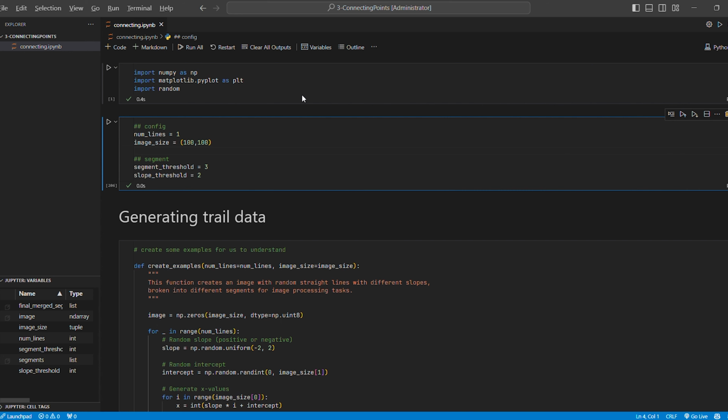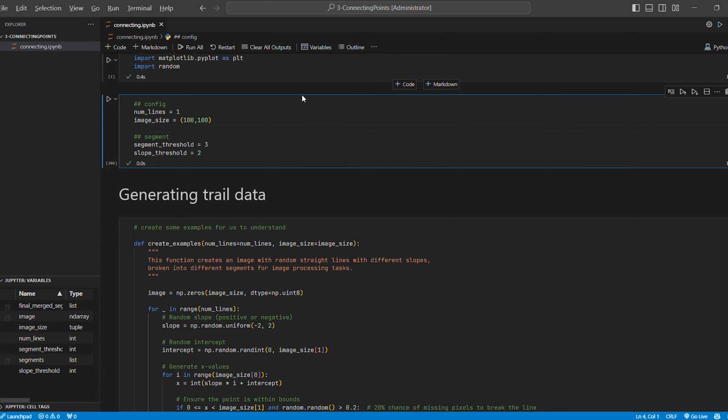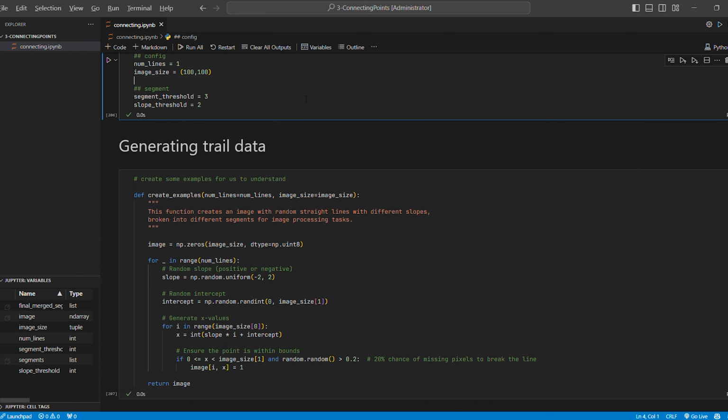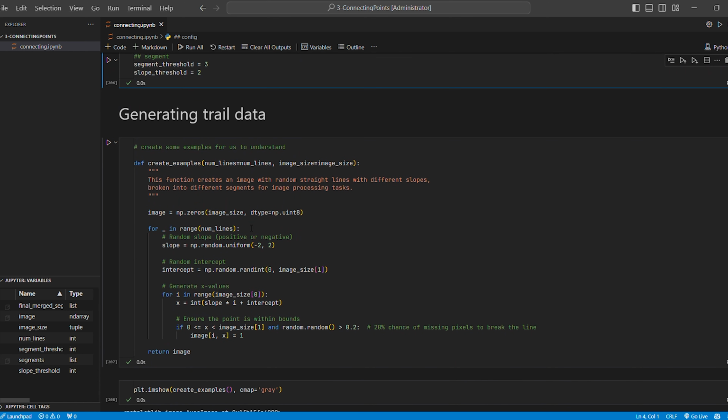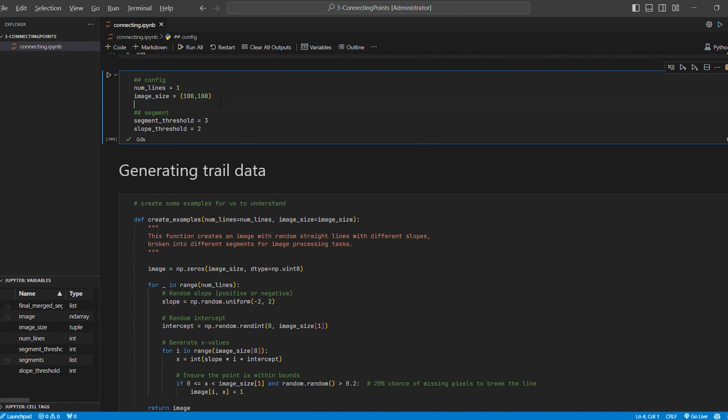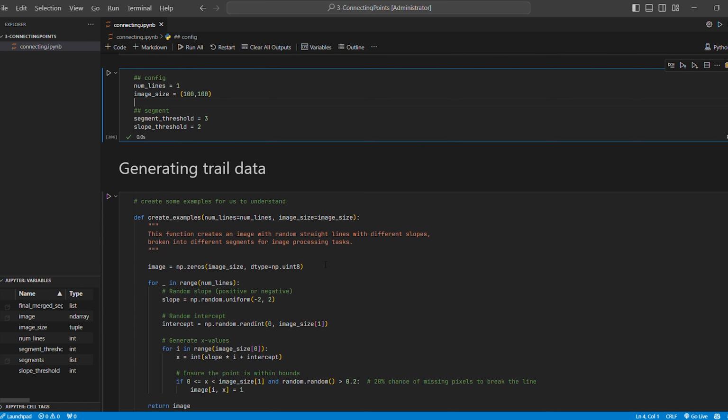This has applications in image processing and many other things. So we'll start with the code. To create some examples to work on, I have created a function which creates an example. Now this has two parameters: how many lines you want to take and what the image size is. For now I've taken image size 100 and number of lines 1.